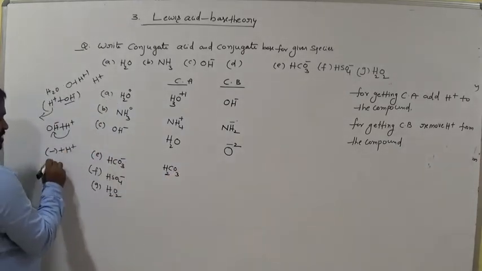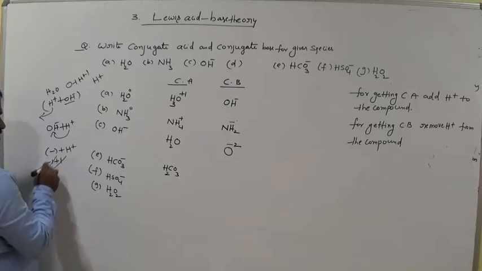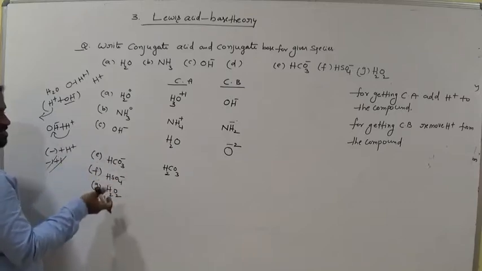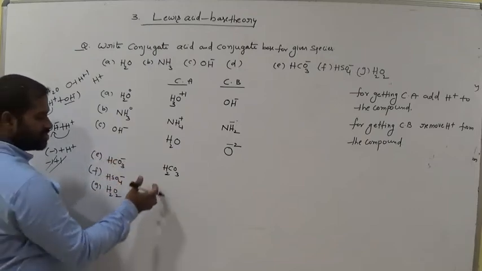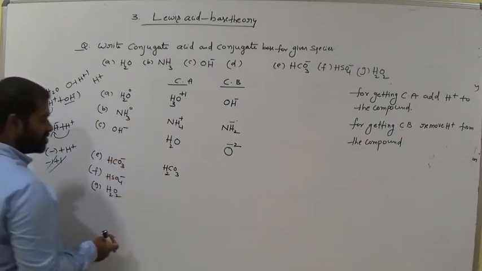Here it is minus 1. We add plus 1. Minus 1 plus 1, how much? It cancels, so plus 1 minus 1 is 0. So the carbonic acid we call it is H2CO3.